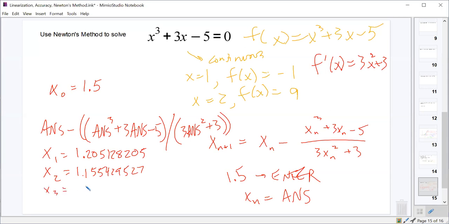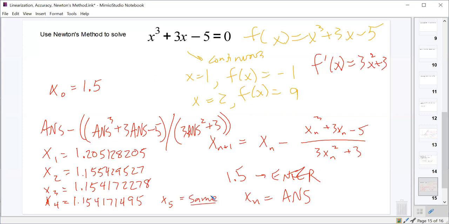And then hit enter again. What do you get? 1.154172278. And hit enter again. What do you get? 1.154171495. And hit enter again. Did you get the exact same thing? Yes. All right. So we'll say x sub 5 is the same.